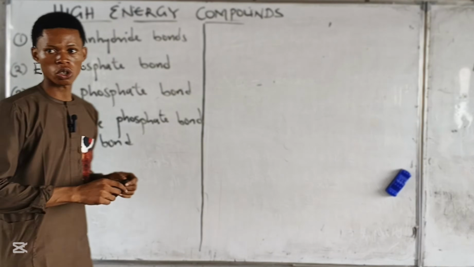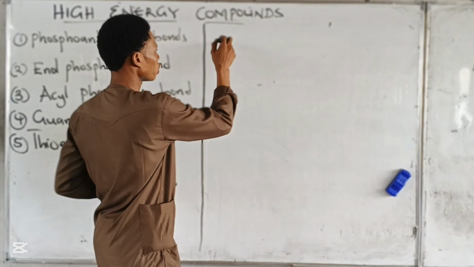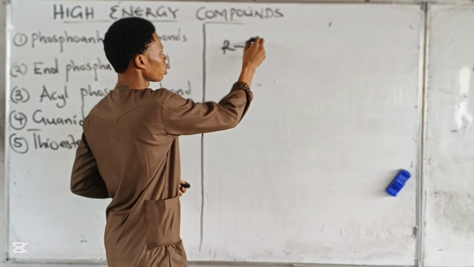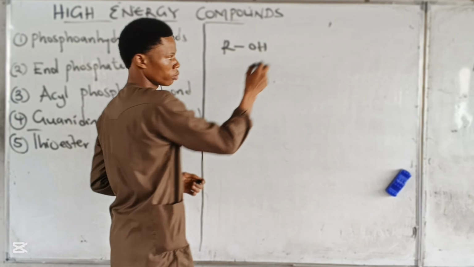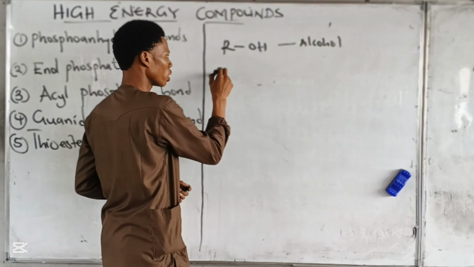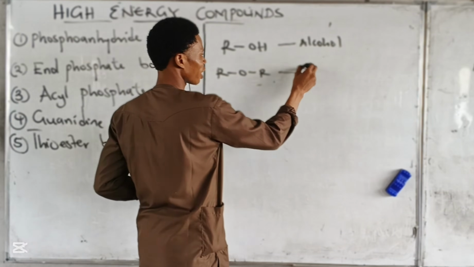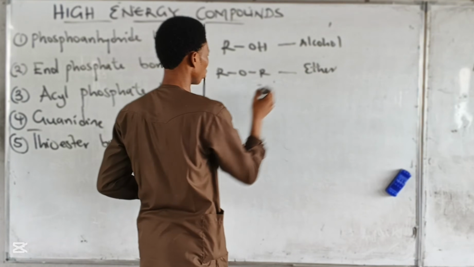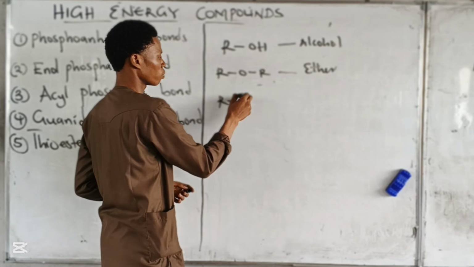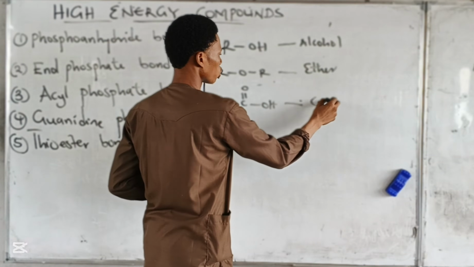Now let's do a little bit of simple chemistry. If you have something like this, what functional group is this? Alcohol, right? If you have something like this, what functional group is this? Ether, right? Good. If you have something like this, what functional group is this? Carboxylic acid.